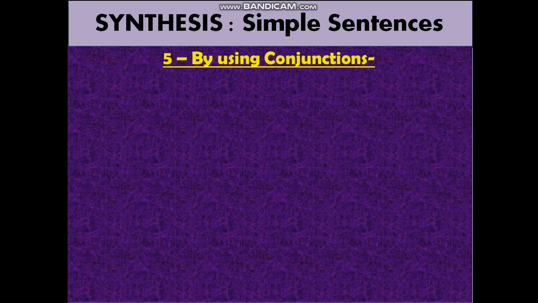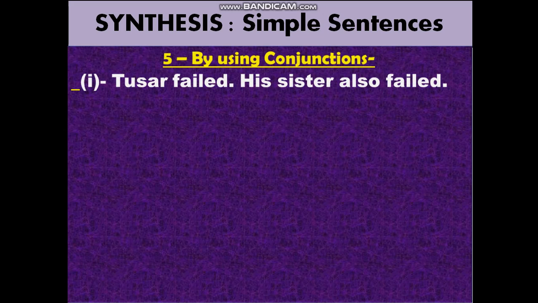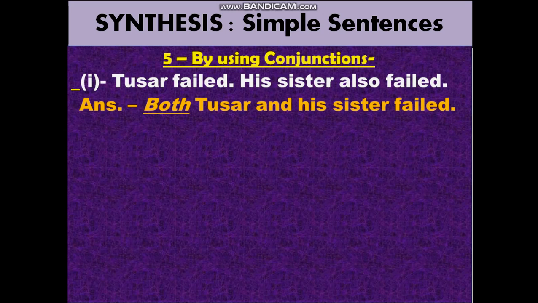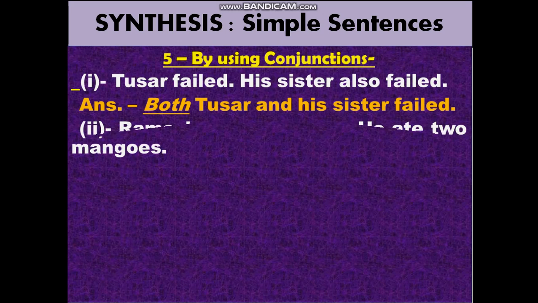Another method is by using conjunction. This is a simple method. You know what a conjunction is? It is a connecting word like and, and so many words are there. With is a preposition actually. Tushar failed. His sister also failed. Both Tushar and his sister failed. We can write this like Tushar and his sister failed, and is our conjunction.